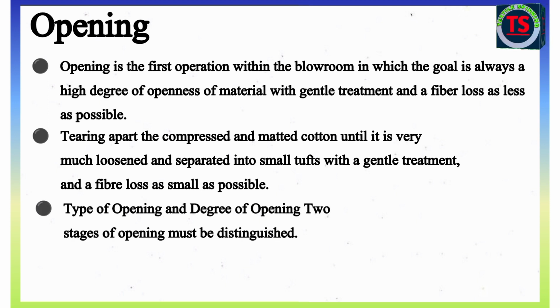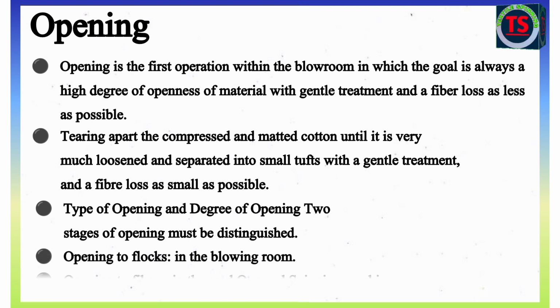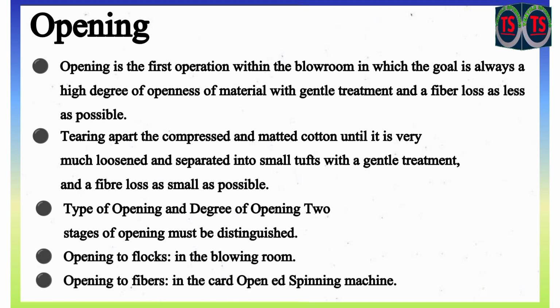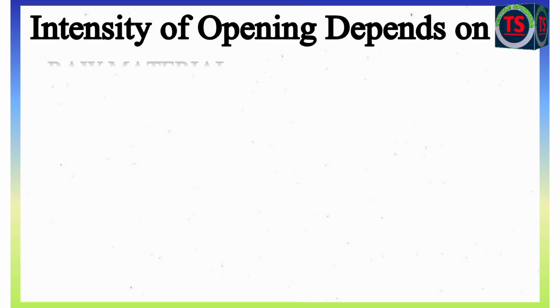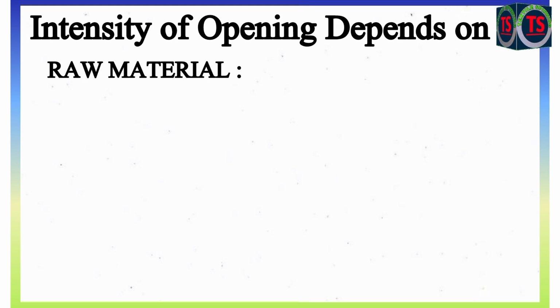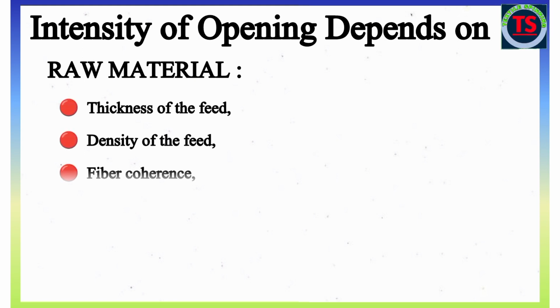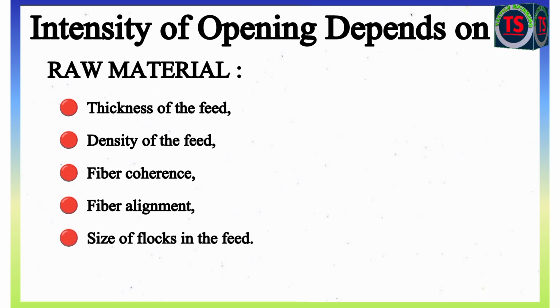Type of opening and degree of opening. Two stages of opening must be distinguished: opening to flocks in the blowroom, and opening to fibers in the card, open-end spinning machine. Intensity of opening depends on raw material, thickness of the feed, density of the feed, fiber coarseness, fiber alignment, and size of flocks in the feed.